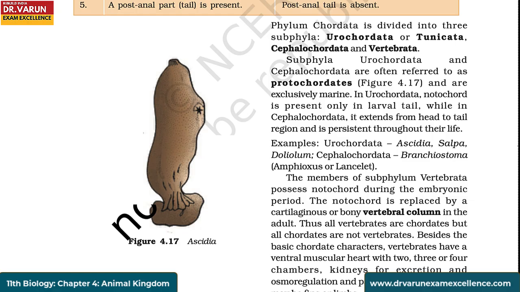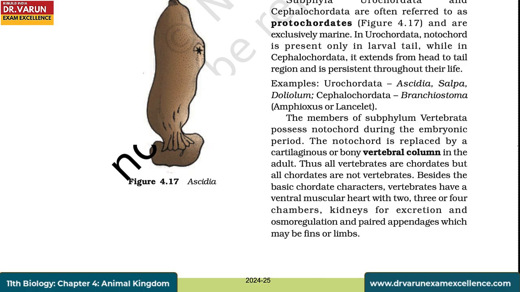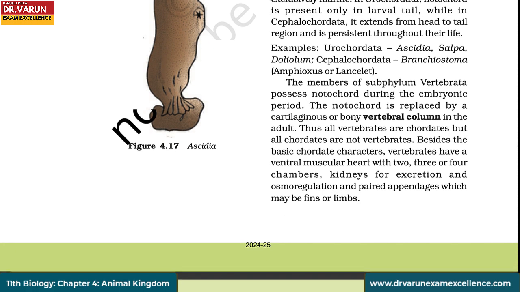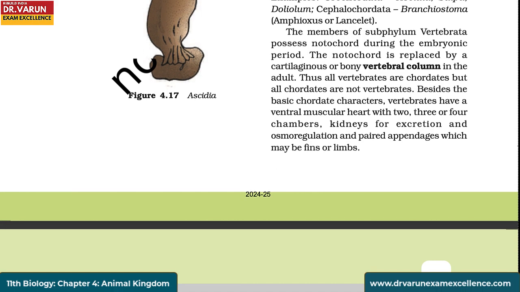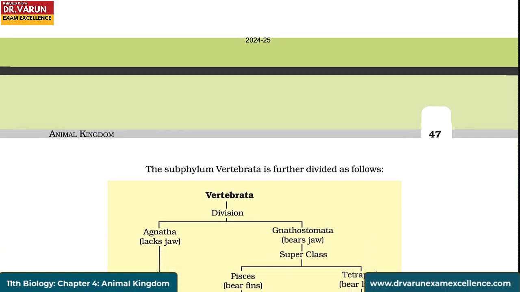The members of subphylum Vertebrata possess notochord during the embryonic period. The notochord is replaced by a cartilaginous or bony vertebral column in the adult. Thus, all vertebrates are chordates, but all chordates are not vertebrates. Besides the basic chordate characters, vertebrates have a ventral muscular heart with 2, 3 or 4 chambers, kidneys for excretion and osmoregulation, and paired appendages which may be fins or limbs.